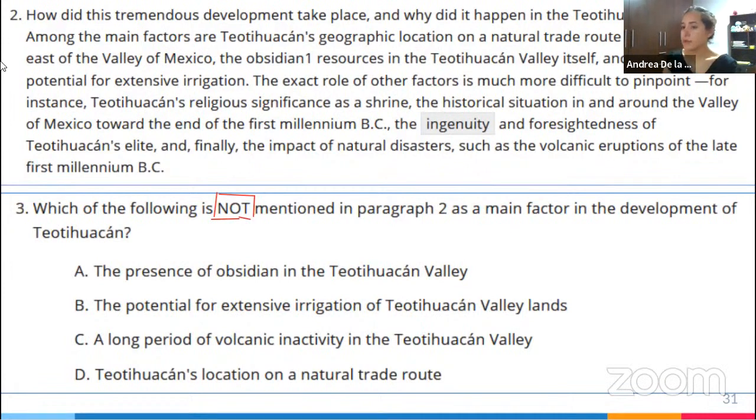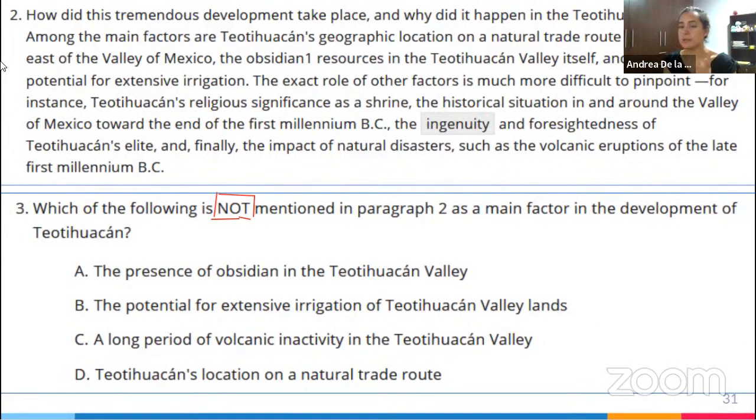Okay, let's see. So in this case, it works in the exact same way as before. They're asking for something specific. They're saying, what is not a main factor in the development of Teotihuacan? So obviously, in order to find the one that's not mentioned as a main factor, you need to first find the ones that are mentioned as main factors. So what is not a main factor? You need to first find the main factor. So first, change the interpretation of the question.